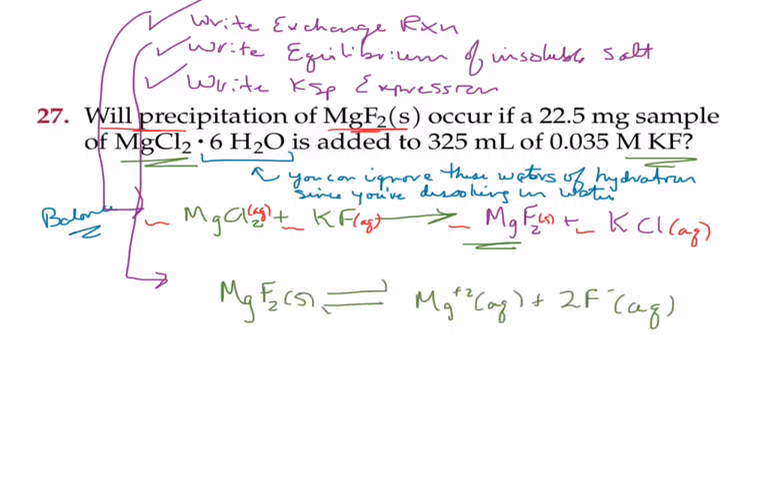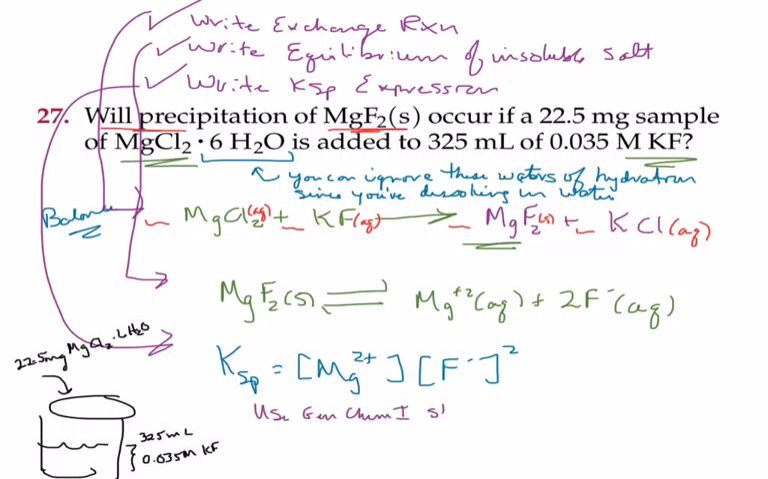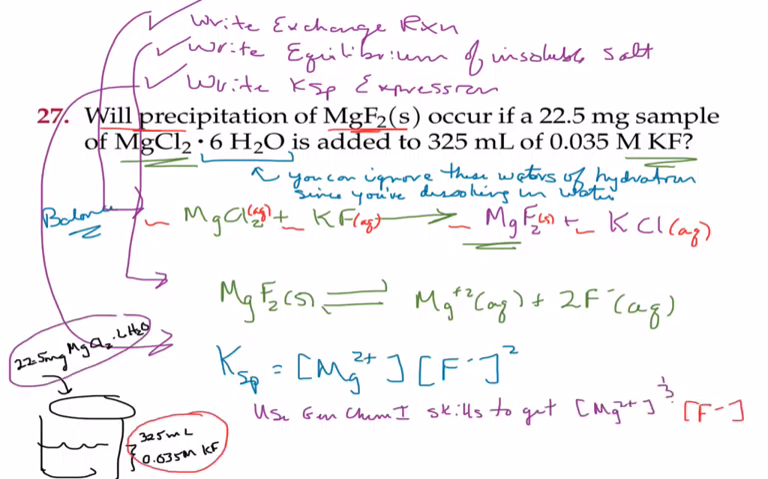Yep, and then the second thing, I said focus on the insoluble salt, which they told you was magnesium fluoride. Write the equilibrium of that. Be careful with your coefficients. And then write the KSP expression. And then we said, go ahead and use your Chem 1 skills to get to magnesium and the fluoride ion. Don't forget, it's not in grams, it's in milligrams too. You can do it. It will be good.